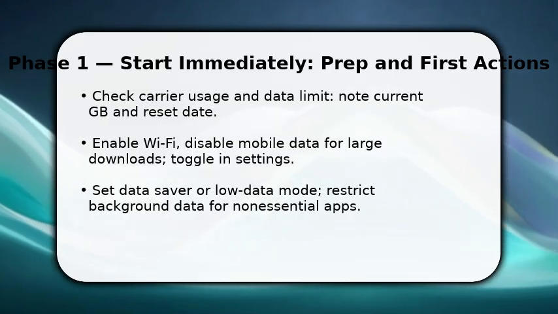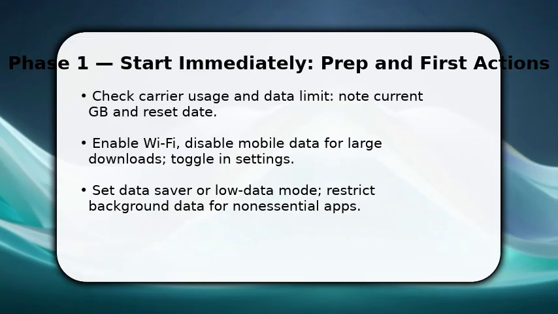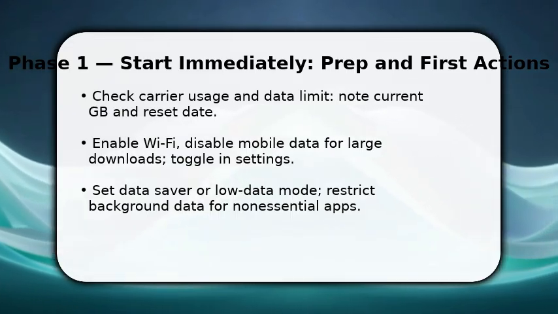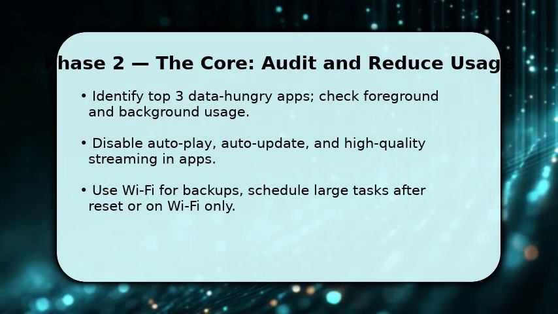Next, enable data saver or low data mode to block background syncs. Once done, suspend auto updates and large media downloads so your remaining allowance lasts until you finish the cleanup. You now dig into app behavior.